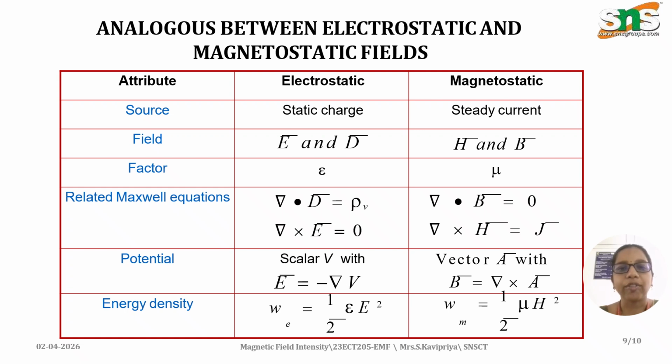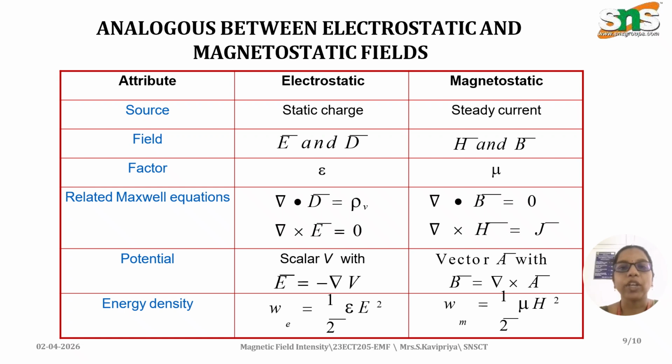In the case of electric field, static charge is the major source, and for magnetic field, the steady current is the major source. The fields in the electrostatic case are E, electric field intensity, and D, electric flux density, whereas in the magnetic case, it is magnetic field intensity and magnetic flux density. The factor for the electric field is epsilon, permittivity. For the magnetic field, it is permeability.